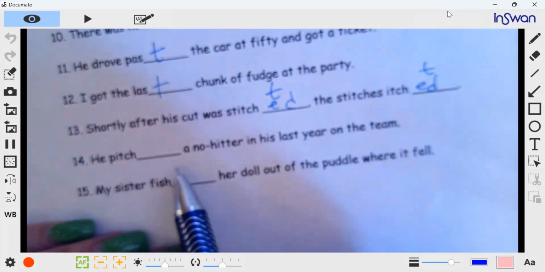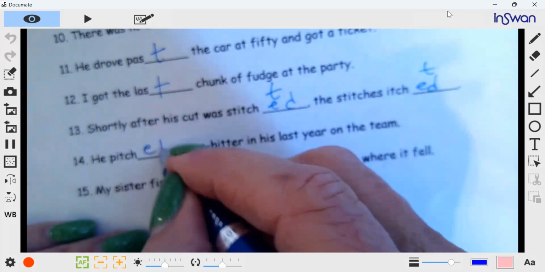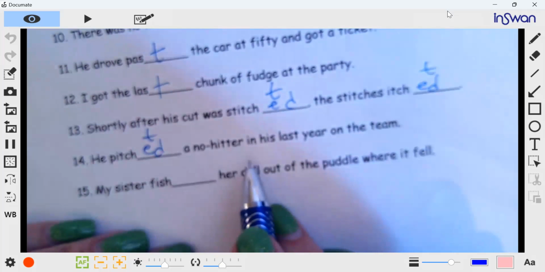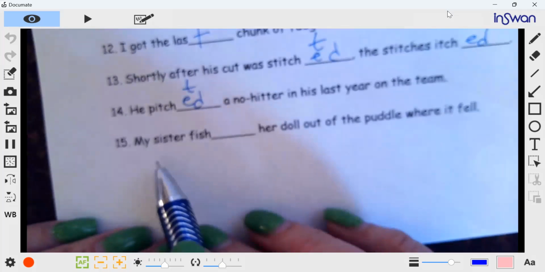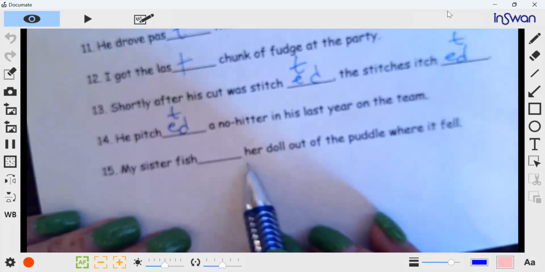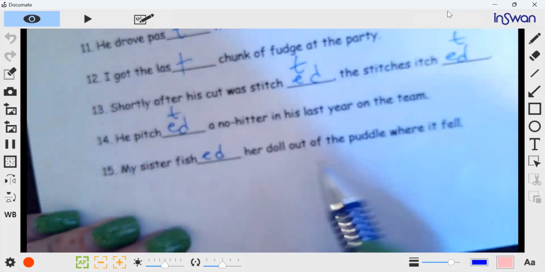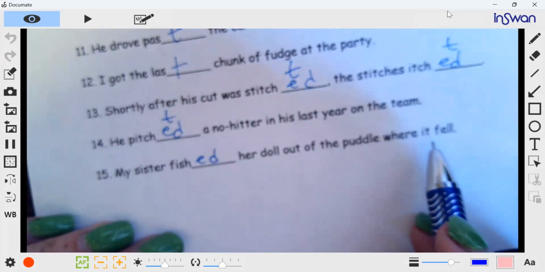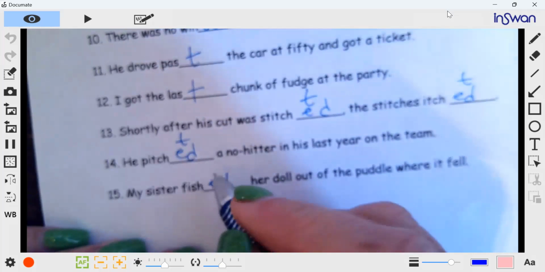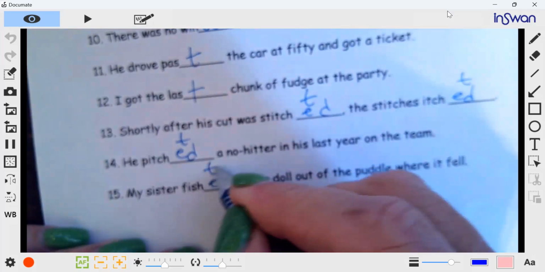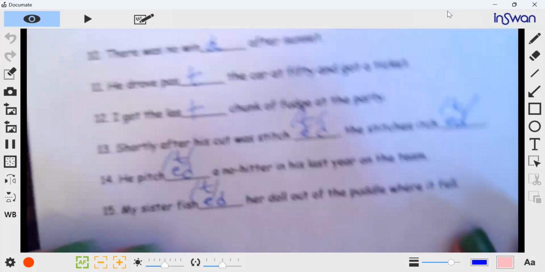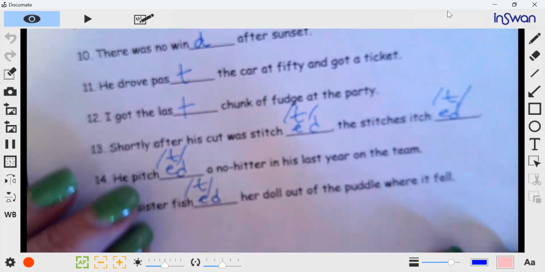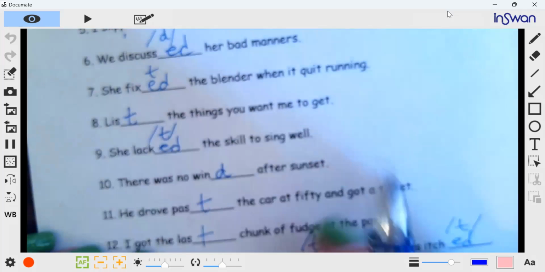He pitched a no-hitter in his last year on the team. And then my sister fished her doll out of the puddle where it fell. Fished. There's a lot of T sounds there. So again, you could put these sound marks around your sound if your child, you know, needs that extra help.